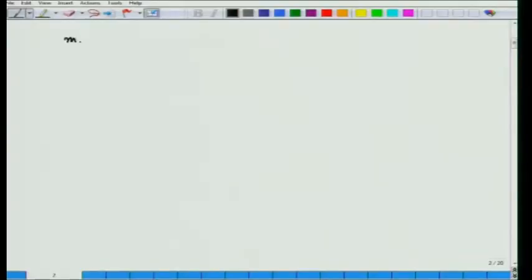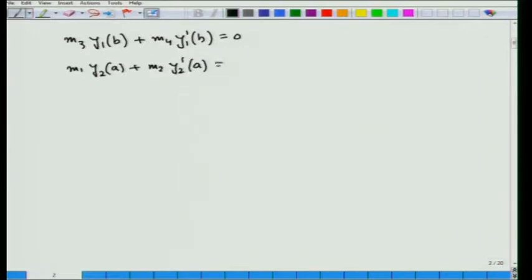Those restrictions were that y1 satisfies the boundary condition on the right end, that is m3 y1(b) plus m4 y1 dot(b) is equal to 0, and y2(x) satisfies the boundary condition on the left, that means m1 y2(a) plus m2 y2 dot(a) is equal to 0. So, based upon this we have constructed our Green's function.